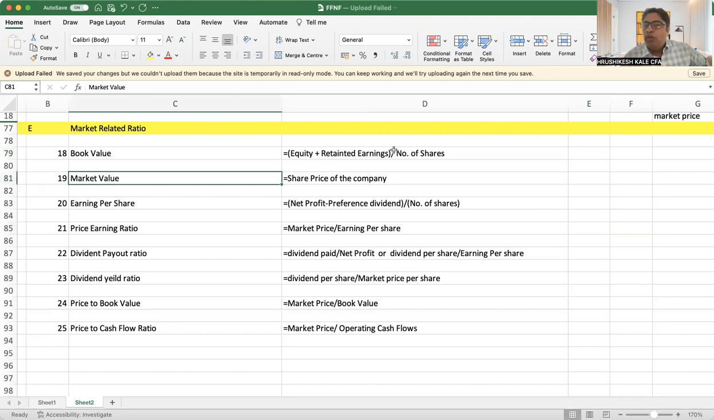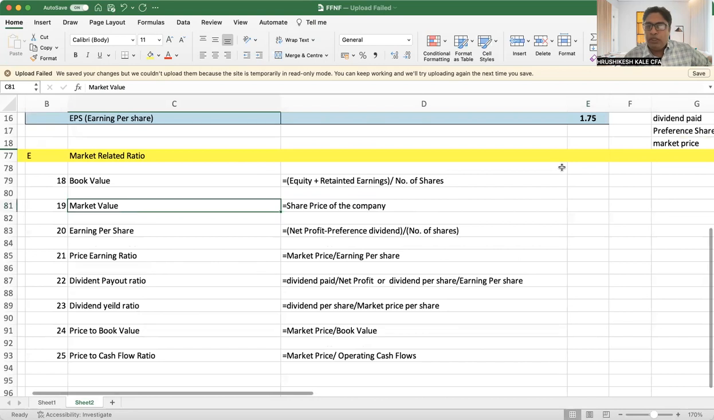Now, book value is the value of the company as per your books of account, that is, as per your balance sheet. And the formula is very simple: equity plus retained earning. What is retained earning? The profit which we have not given to the owner of the company. The profit which is retained by the company is retained earning. So equity plus retained earning divided by number of shares.